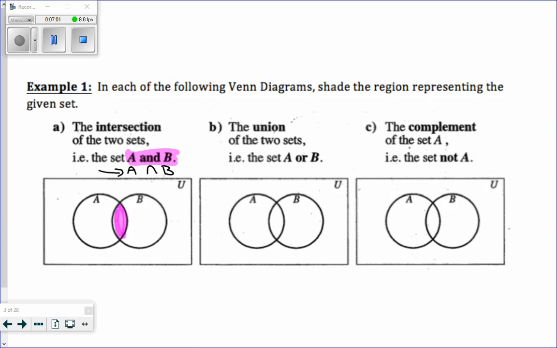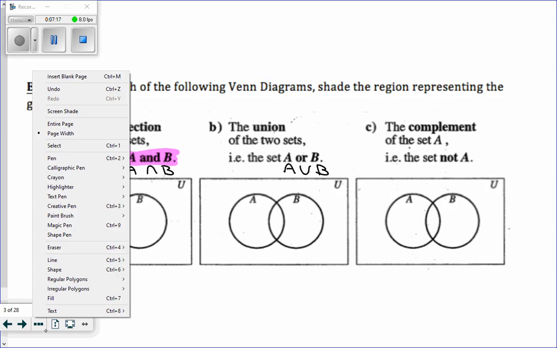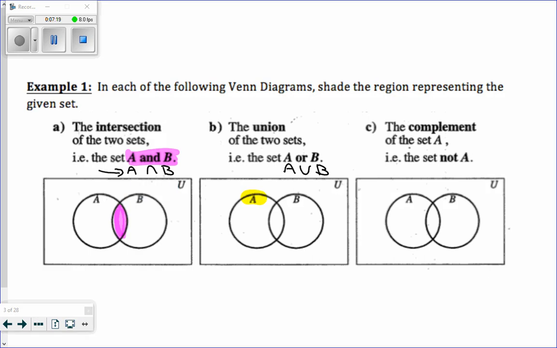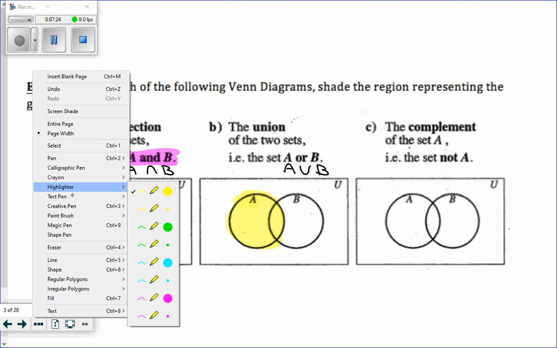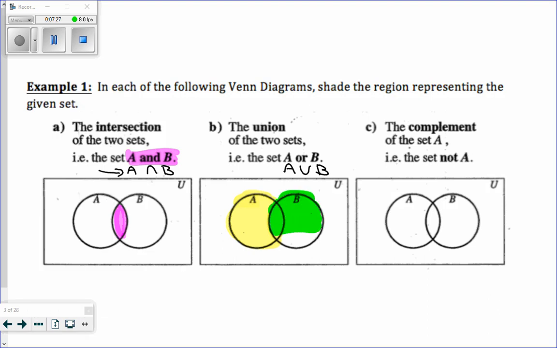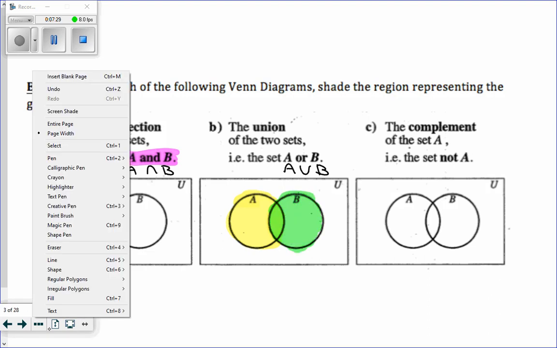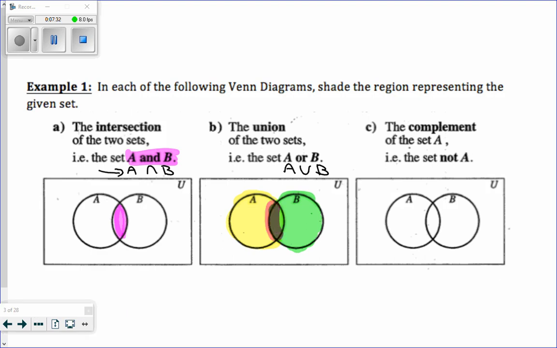A union of 2 sets is A or B, and this is how it looks. The union's easy, it looks like a U, right? So if this is union, this is intersect. Union means one or the other or both. So it means everything in this circle, everything in this circle, and everything in the overlap. Essentially, if it's in the circles, it's the union.